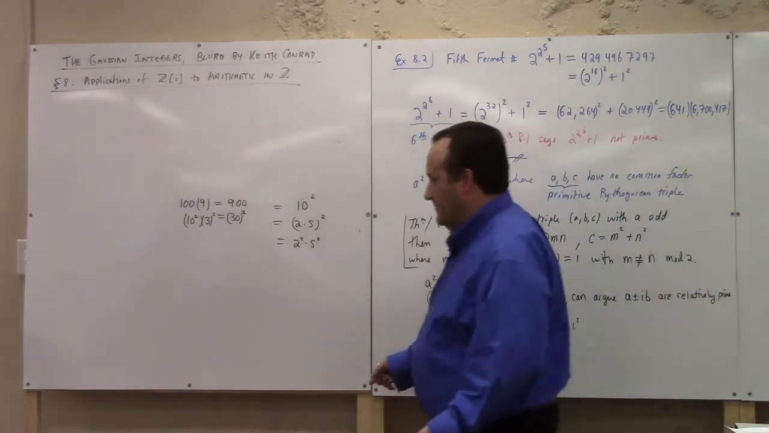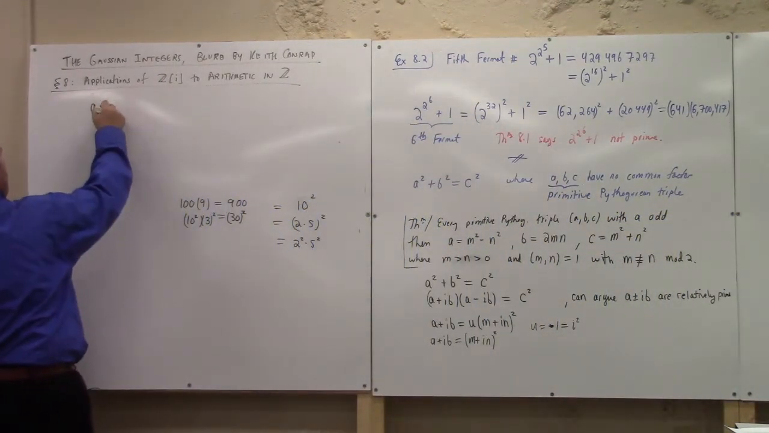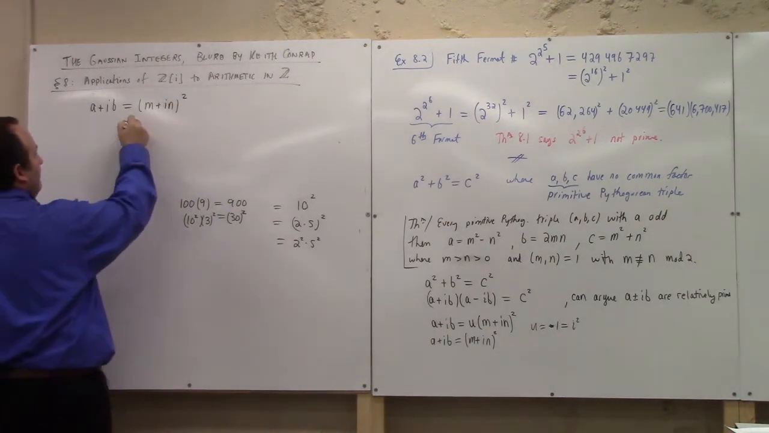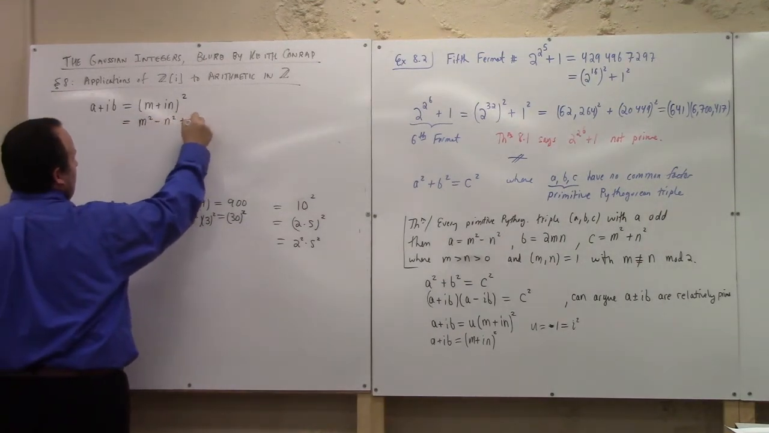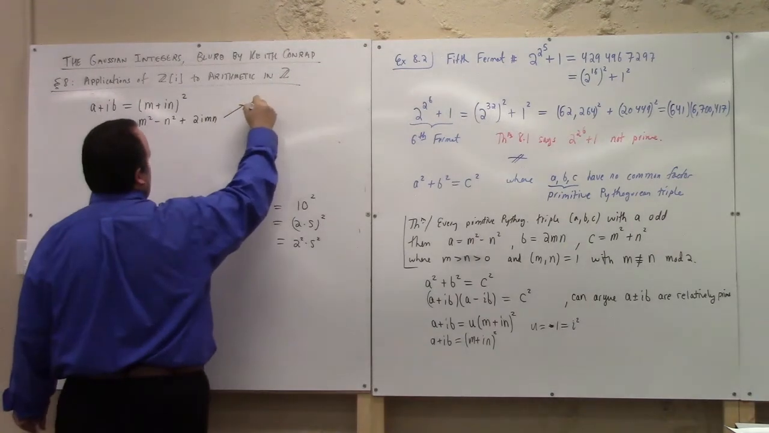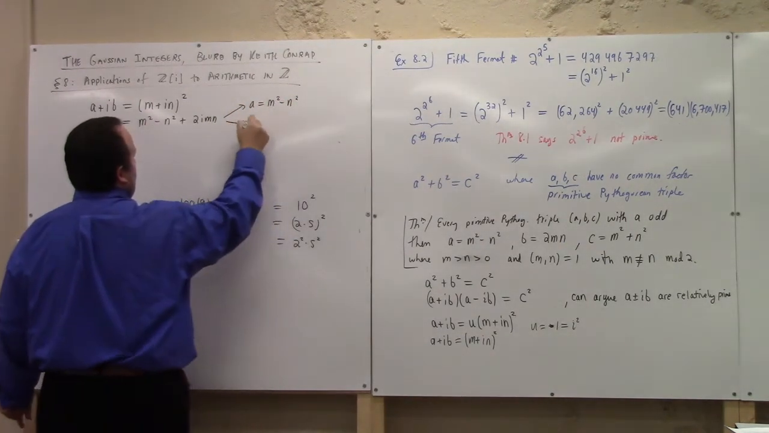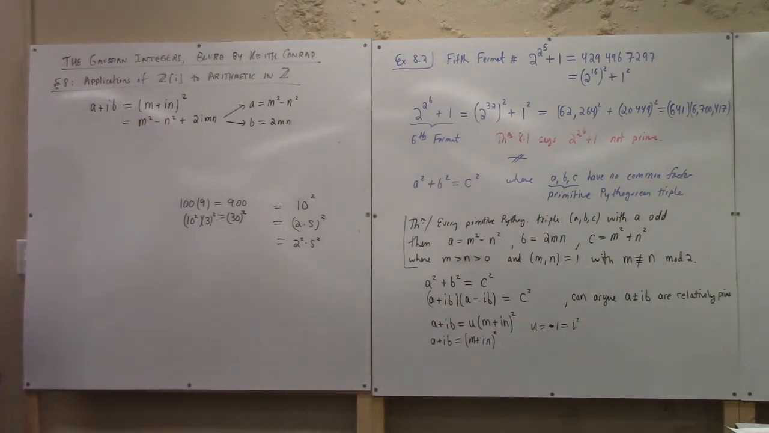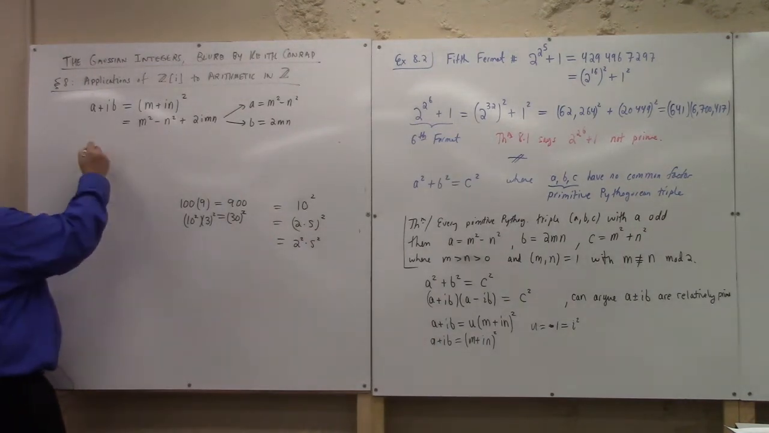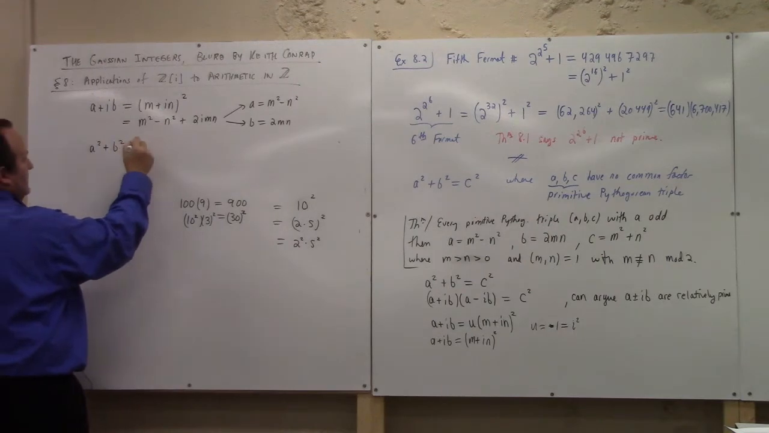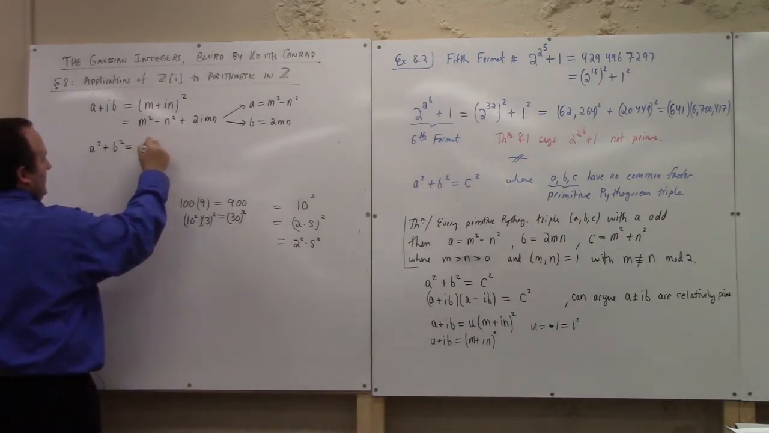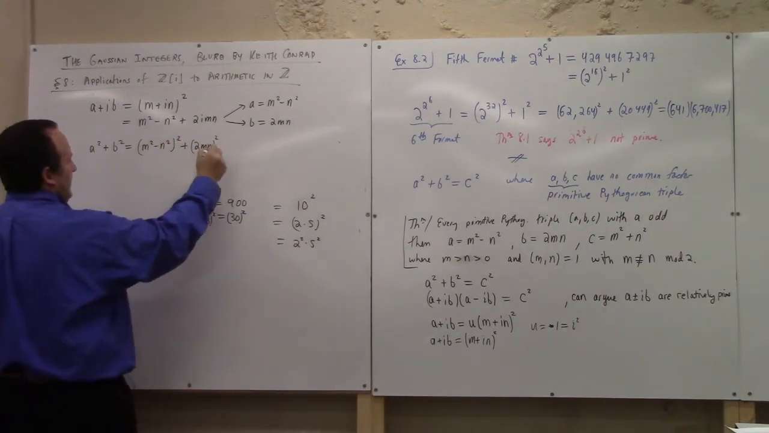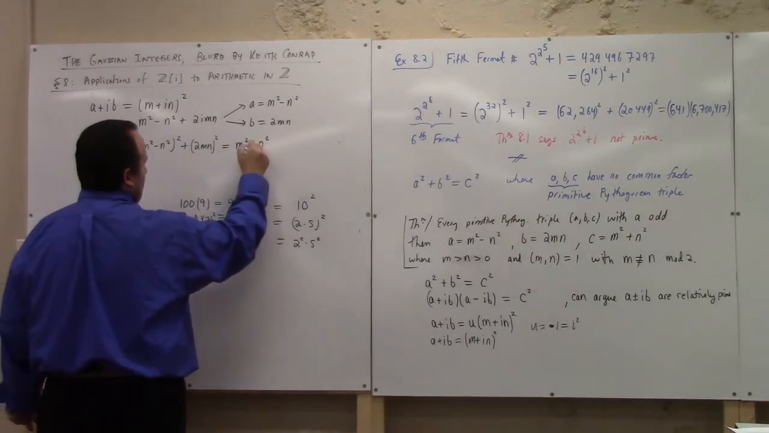But once you know that a plus ib is equal to (m plus in) squared for some m and n, what does that give you? m squared minus n squared plus 2imn, which shows you a is equal to m squared minus n squared, and b is equal to 2mn. And then, as an easy exercise of algebra, you can check that a squared plus b squared is equal to (m squared minus n squared) squared plus (2mn) squared. And this is your homework problem, actually. And that works out to (m squared plus n squared) squared when you do it.